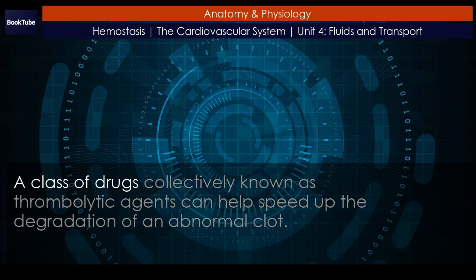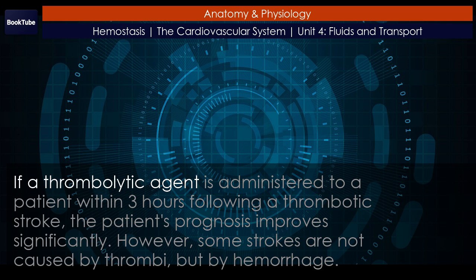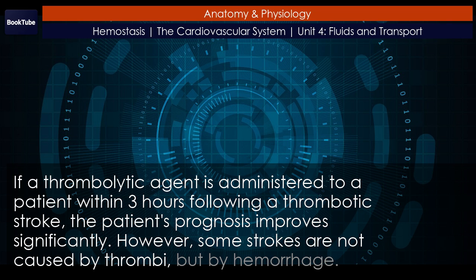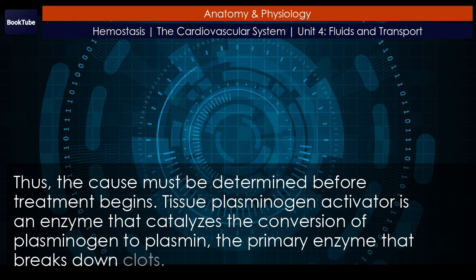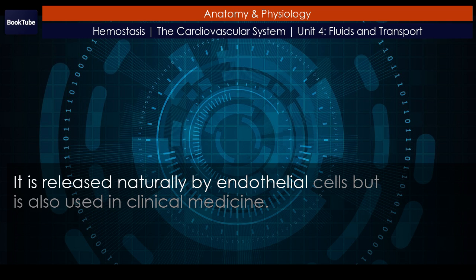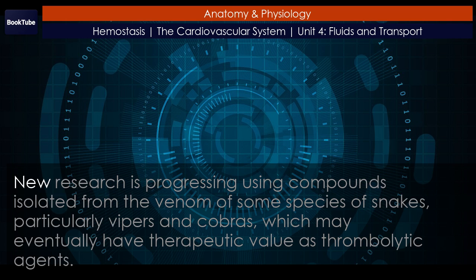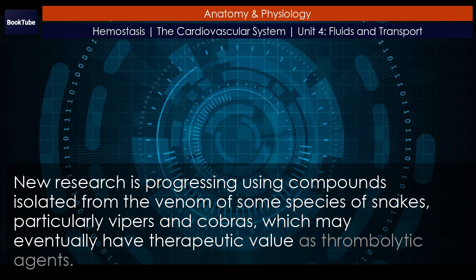A class of drugs collectively known as thrombolytic agents can help speed up the degradation of an abnormal clot. If a thrombolytic agent is administered to a patient within 3 hours following a thrombotic stroke, the patient's prognosis improves significantly. However, some strokes are not caused by thrombi, but by hemorrhage. Thus, the cause must be determined before treatment begins. Tissue plasminogen activator is an enzyme that catalyzes the conversion of plasminogen to plasmin, the primary enzyme that breaks down clots. It is released naturally by endothelial cells but is also used in clinical medicine. New research is progressing using compounds isolated from the venom of some species of snakes, particularly vipers and cobras, which may eventually have therapeutic value as thrombolytic agents.